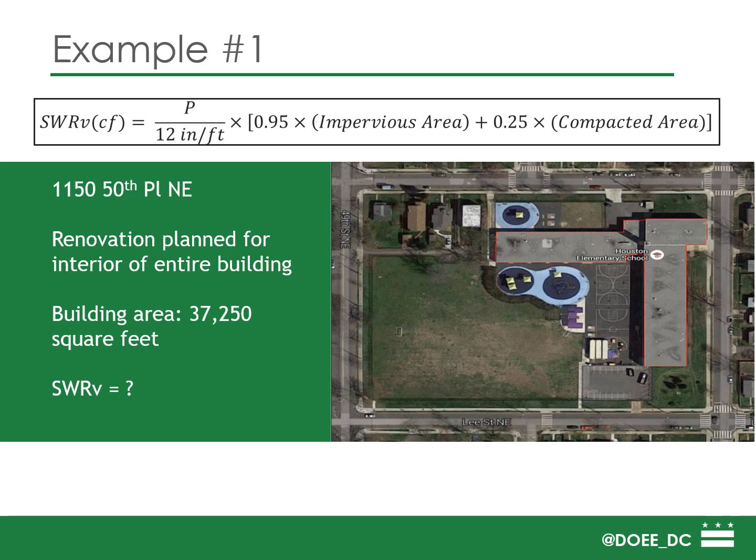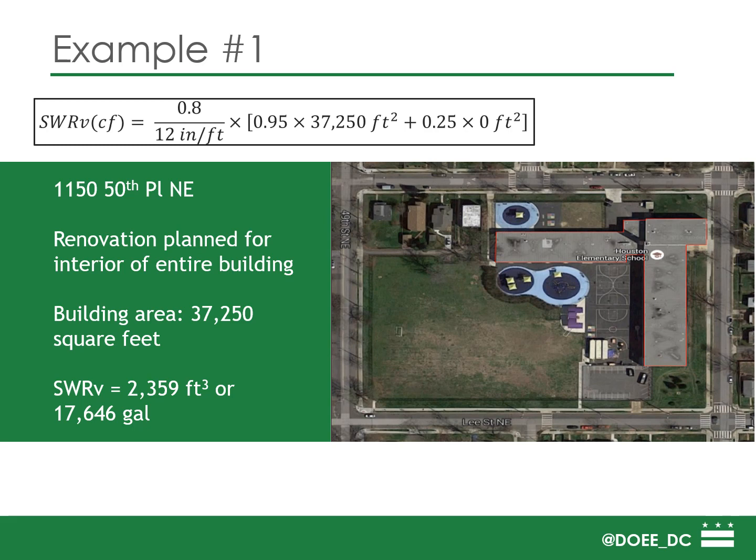So in this case, we have no compacted cover because the building area is the only part of the site that's being renovated. So all of our area is impervious area, so 37,250 square feet of impervious area. And the precipitation depth, because it's a major substantial improvement project, is going to be 0.8 inches. So plugging in those numbers, we get a SWRv of 2,359 cubic feet, or 17,646 gallons.